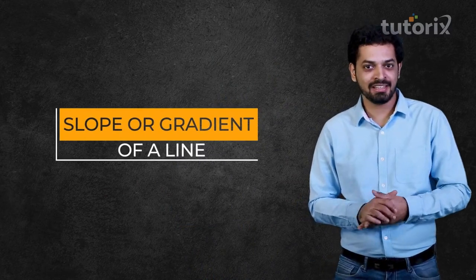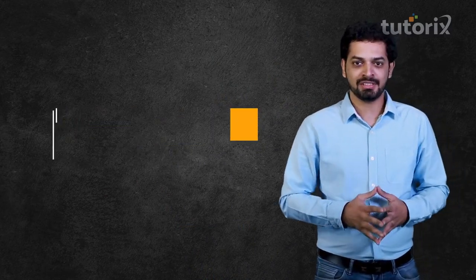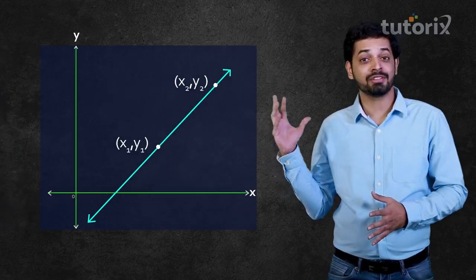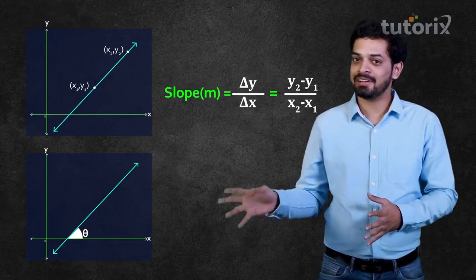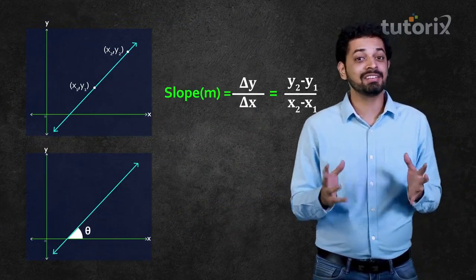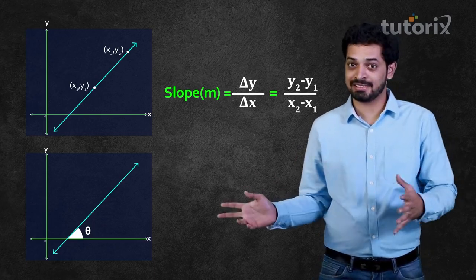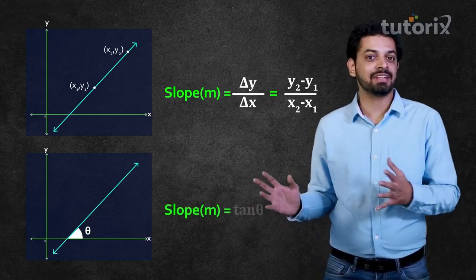Hello friends. In the last video, we discussed the concept of slope of a line, also called the gradient of a line, and we described it using two approaches. The algebraic way, when the coordinates of 2 points are given, then the slope is simply delta y by delta x. Or the geometric way, when the inclination or the angle which the line makes with the positive direction of the x-axis is given, then it's simply tan of that angle.